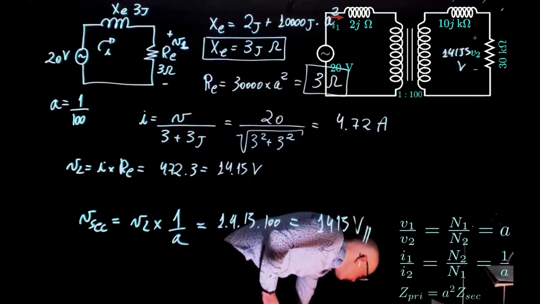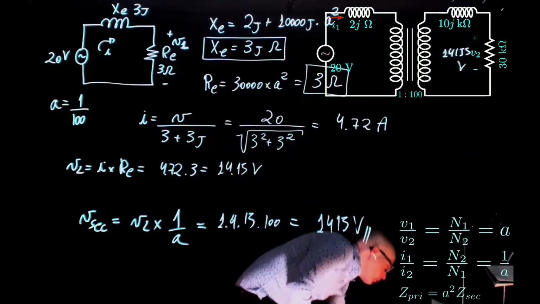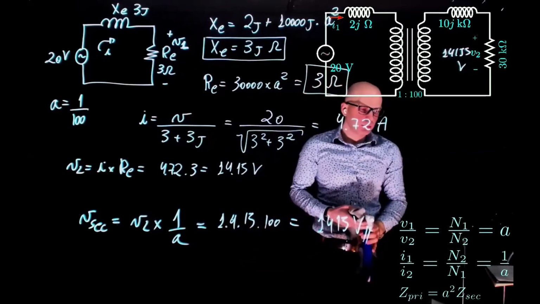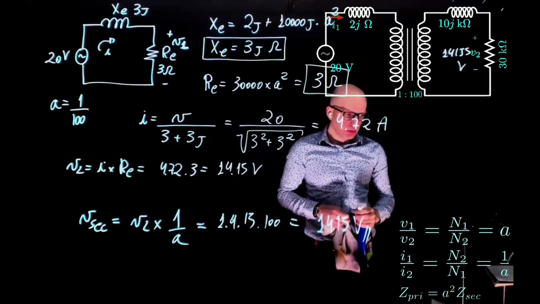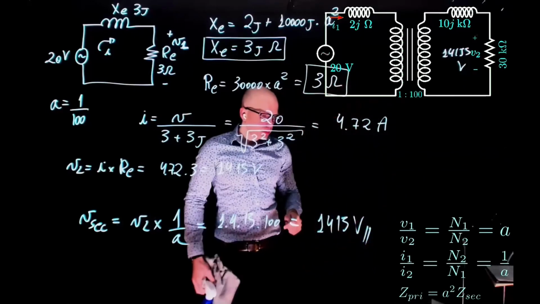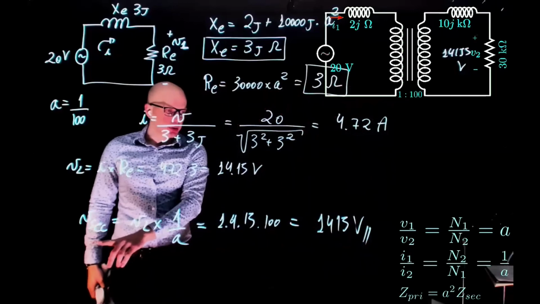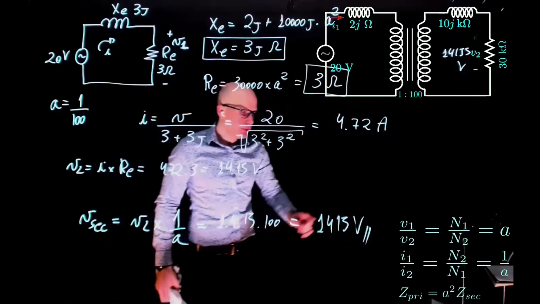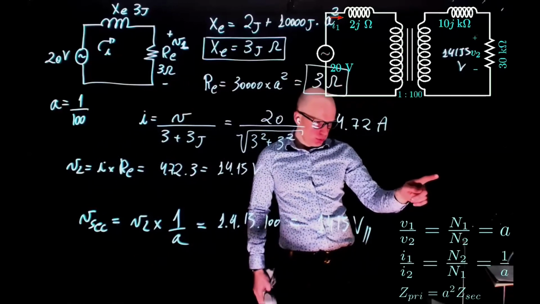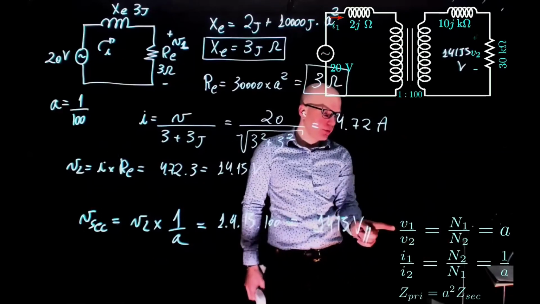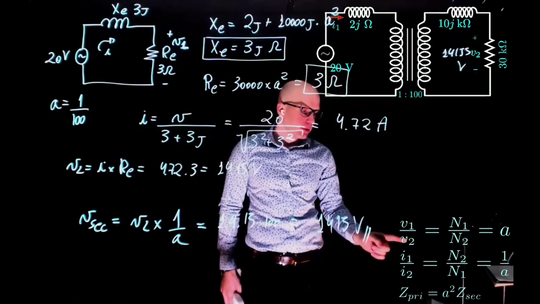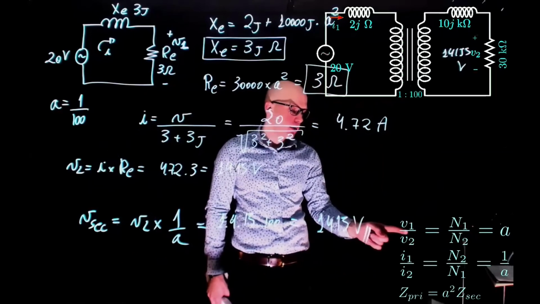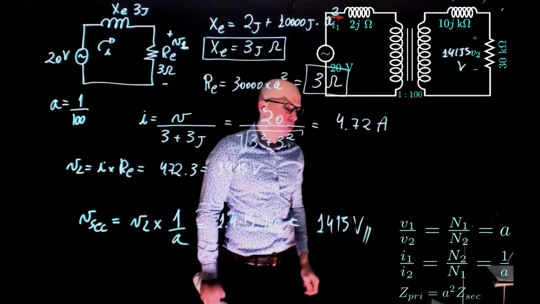Can you also explain at the very end why you multiply by 1 over A and not A? We are looking at the voltage in the secondary. So V1 over V2. If you look at this equation here, V1 over V2 equals A. We are now interested in V2. We have V1. Oh, okay, I understand. Just reverse.